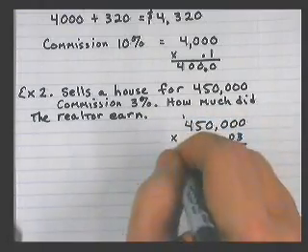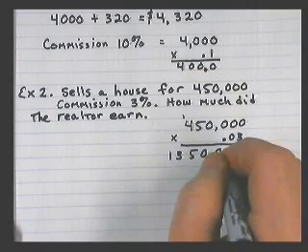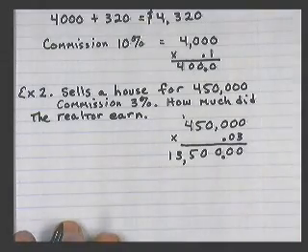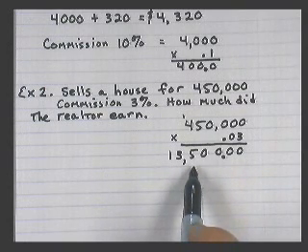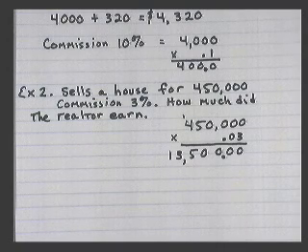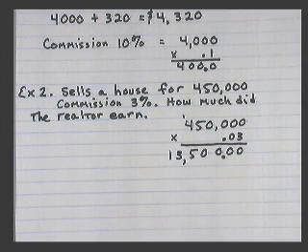15, carry the 1. That's 1213. 2 decimal places. So the realtor, for selling one single house, earned $13,500. Not bad for a day's work, but to be a realtor, you don't just do it one day. Sometimes it takes weeks or months to sell a single house. But when you do sell a house, you earn about $13,500. That's not bad. All right, guys, let's do a couple examples.